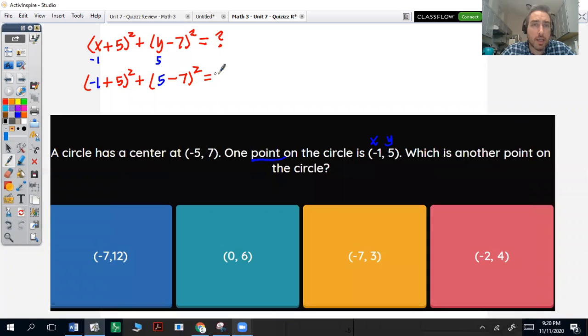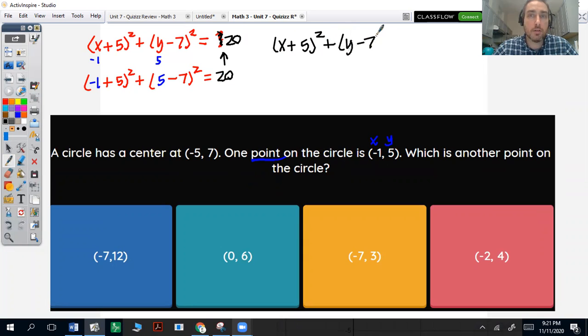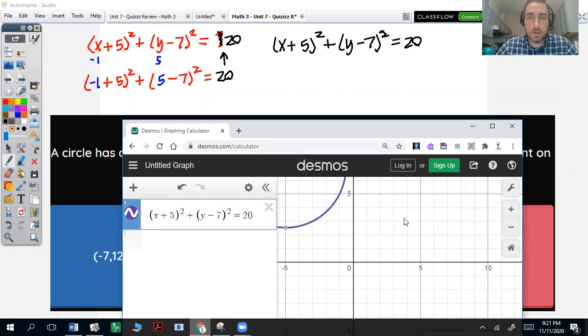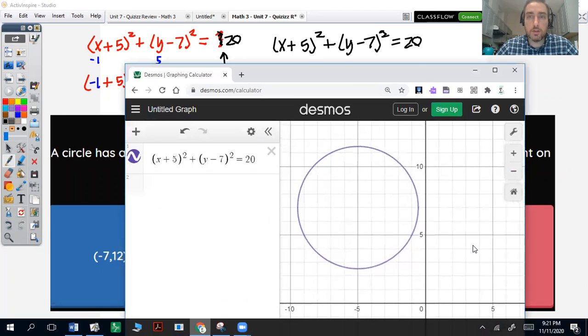Well, that 20 is going to go on the end of your circle equation. So that 20 will replace this unknown number, and now you have your equation: (x + 5) squared plus (y - 7) squared equals 20. There's the equation of your circle. You don't need the radius. You just need the equation so you can go back and see which coordinate falls on the circle. So we are going to graph it again. I'll replace this with x, y, and I'll put equals 20.